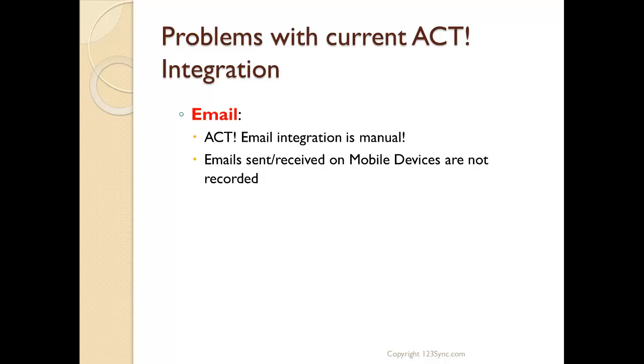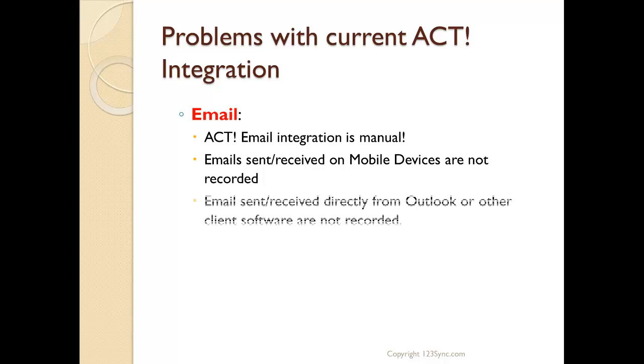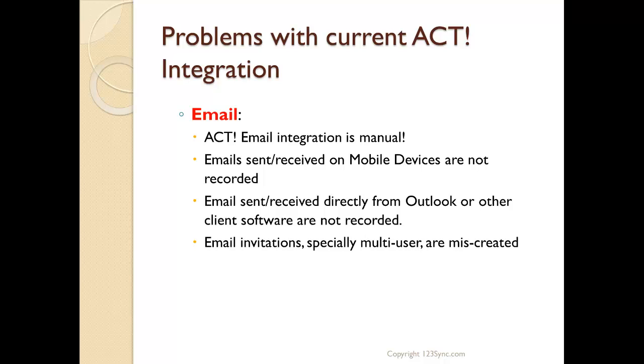The reason we got ACT was to be able to look at a contact and see all the information between the contact and ourselves. So emails that are sent and received directly from Outlook or even other client software are not recorded in ACT. Email invitations, if they're multi-user, are miscreated as independent activities in ACT and cannot be properly tracked. So if you have a modification in one email invitation, that does not make it back into ACT. So there's a major problem with the email integration in ACT.